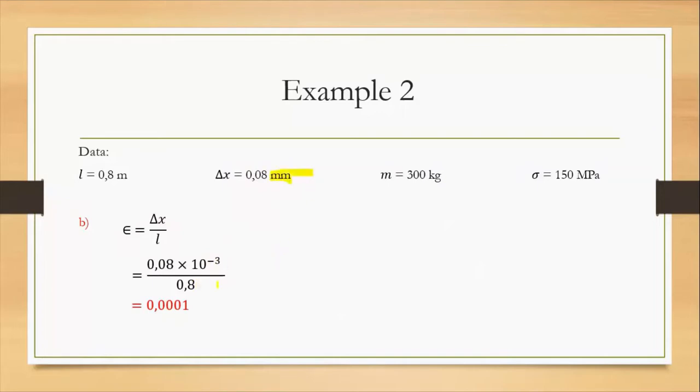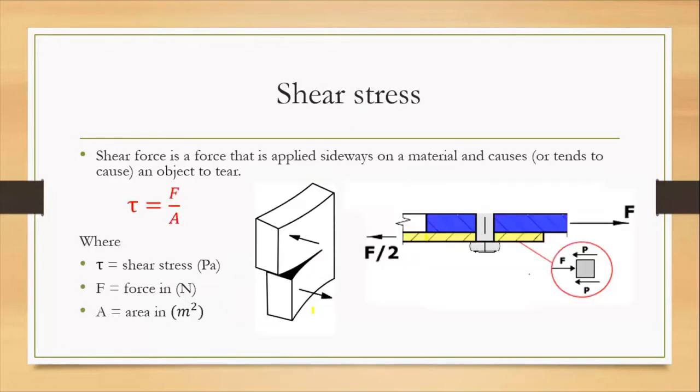Then divided by the original length, which is 0.8, then you get 0.0001. Now, this does not have a unit, so we leave it like that. Unless in your calculator, sometimes it can be 1 times 10 to the power minus, but it doesn't have a unit because it's meters divided by meters again. So they cancel out. Okay.